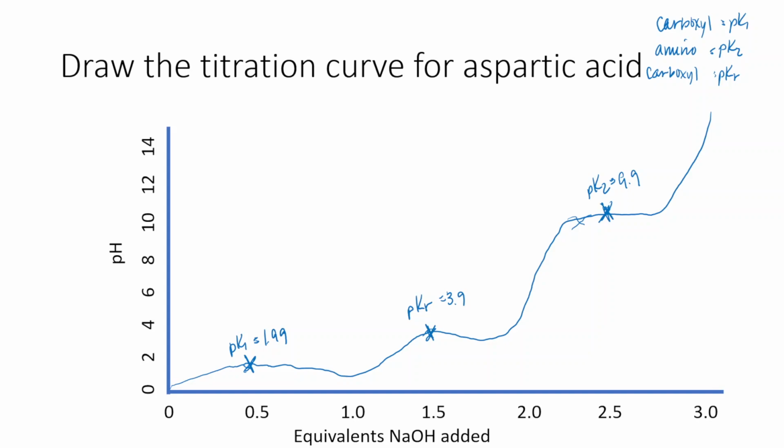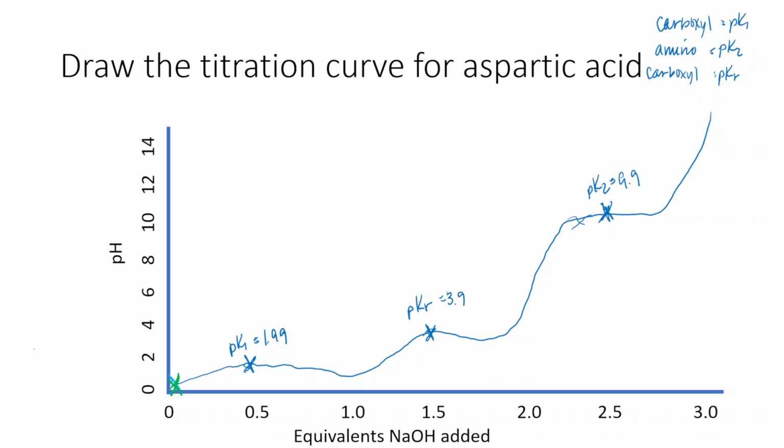So at our zero equivalence point, what would our three ionizable groups look like? We're below all of the pKs. So is everything protonated or deprotonated? Everything is protonated, yeah. So what would our two carboxyl groups look like?